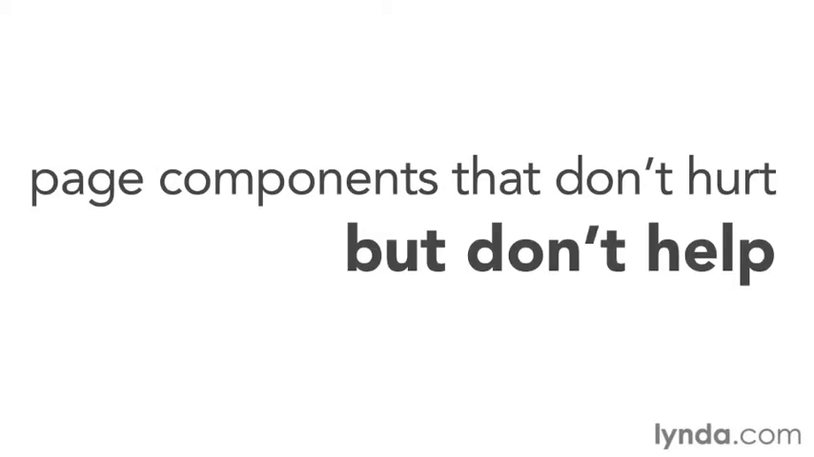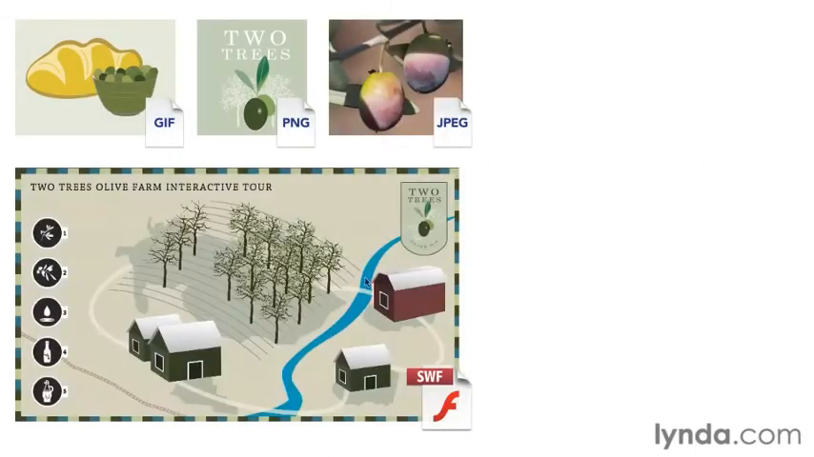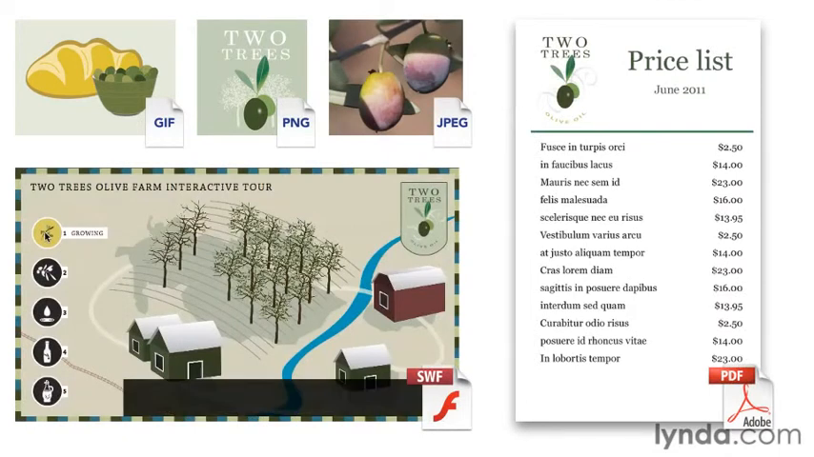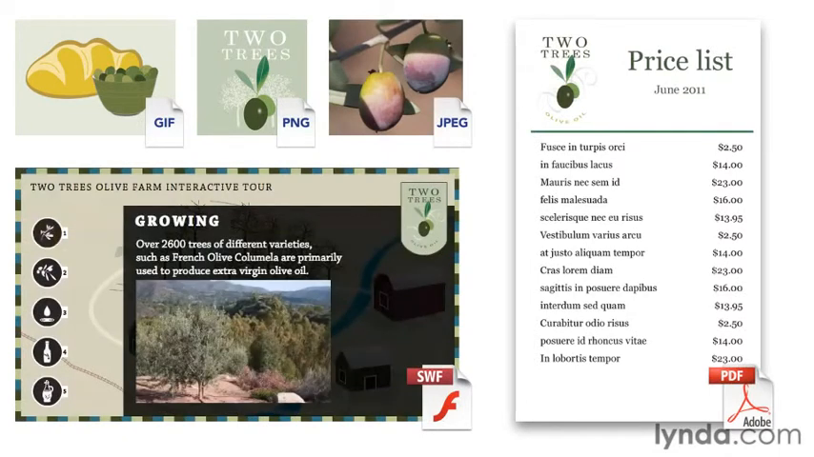Site optimization is all about providing content to the search engines for them to index. And despite all the progress that has been made in indexing various different media types, from an SEO perspective, content really means text. So there are some page components that won't help you much with the search results, in particular images, Flash animations, and PDF files.